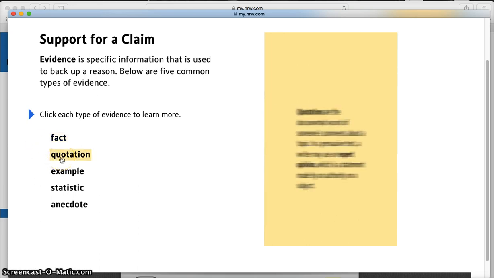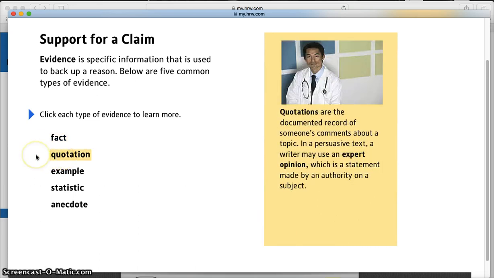And then a quotation, we'll get more into this when we talk about persuasive techniques, but just because it's right here, quotations are the documented record of someone's comments about a topic. In a persuasive text, a writer may use an expert opinion, which is a statement made by an authority on a subject. That's the persuasive technique that we will talk about in a little bit. We'll refer to it as expert testimonial, and they often will use a quote or a quotation.